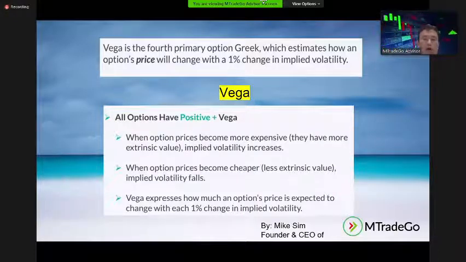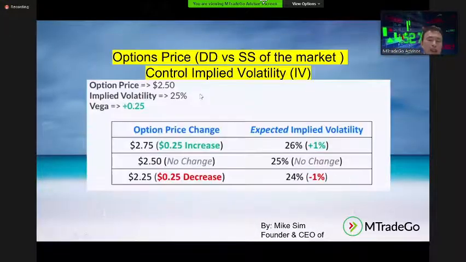When option price becomes more expensive, it has more extrinsic value, so implied volatility increases. When option price becomes cheaper, there is less extrinsic value. Vega expresses how much the option price is expected to change with each percent change of the implied volatility. The most important thing you must know is that the option price changes first, because of demand and supply. If the option price increases, let's say 1%, the Vega is 0.25. If it decreases, the implied volatility will go minus 1%.